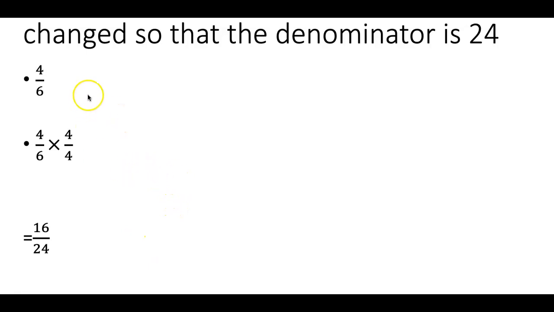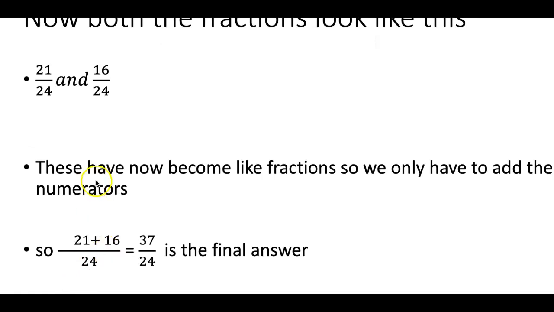On the next slide, which is this, I have changed my second fraction, which is 4 out of 6, in the same way. Now 6 needs to be 24, so I know that 6 times 4 is 24. So I will multiply both numerator as well as denominator with 4. So 4 times 4 is 16 and 6 times 4 is 24. Now I have changed both the fractions that I have to add. So now both the fractions look like this: 21 out of 24 and 16 out of 24.